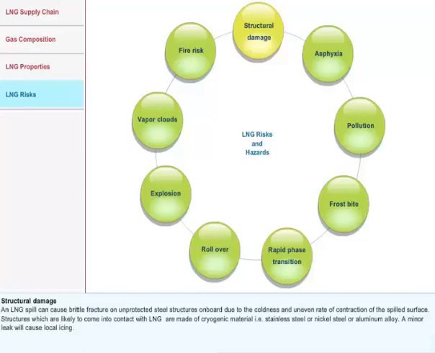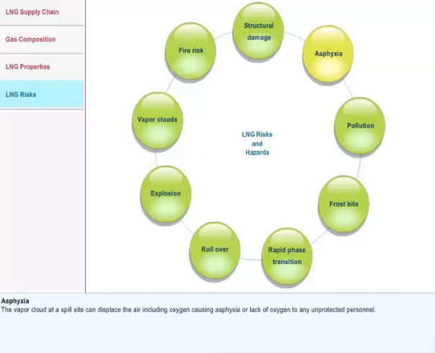Structures which are likely to come into contact with LNG are made of cryogenic material, stainless steel or nickel steel or aluminum alloy. A minor leak will cause local icing. The vapor cloud at a spill site can displace the air, including oxygen, causing asphyxia or lack of oxygen to any unprotected personnel. LNG is a clean, non-polluting product. When spilled into sea, it does not create any visible danger to the marine environment.